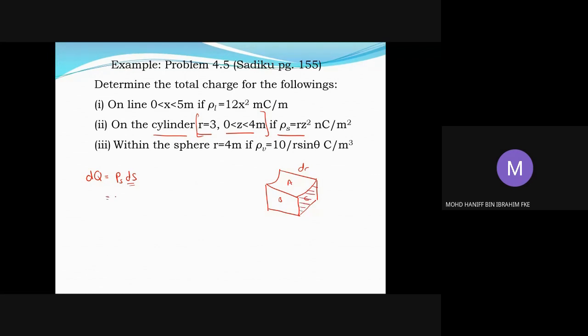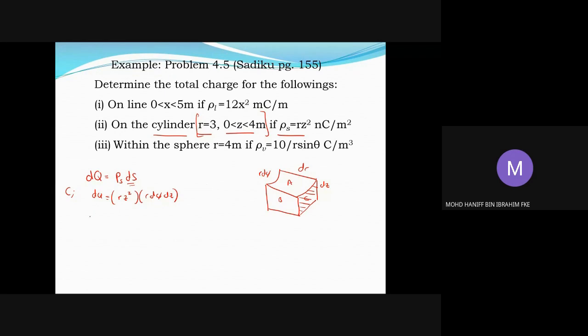Then we can write dq for surface C. dq will be equal to rho s, which is given by rz squared in nanocoulomb per meter squared. And the ds for surface C, as we learned in class last Monday, let me recall: this is r d phi, and that is dz. So the area ds for surface C is simply r d phi multiplied by dz. That should be our ds, r d phi dz, and so that is the dq.